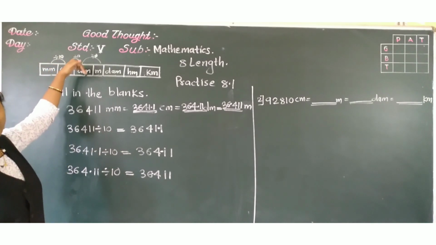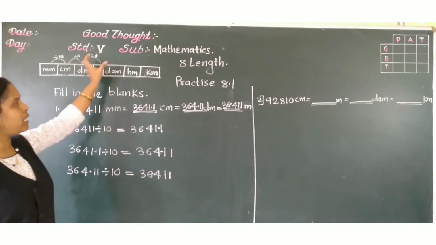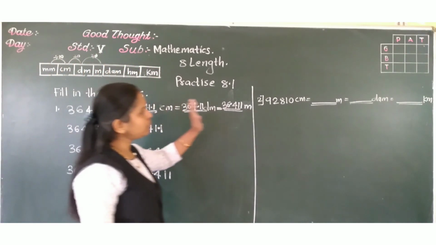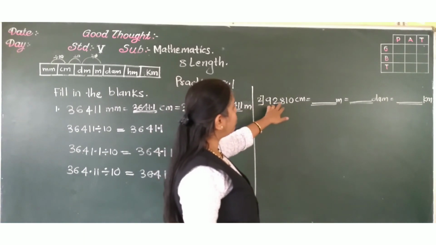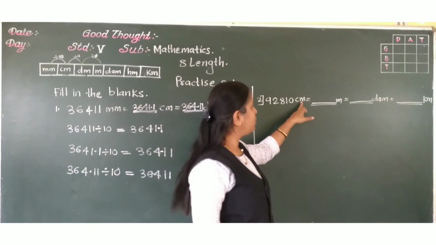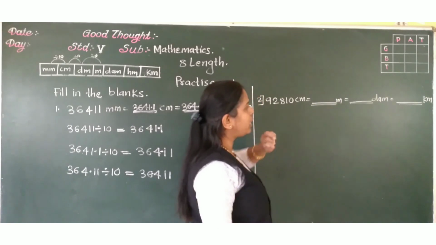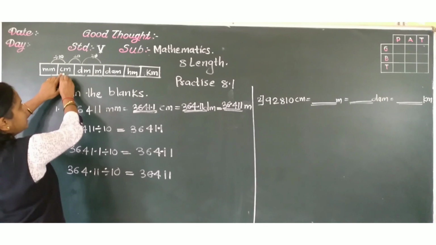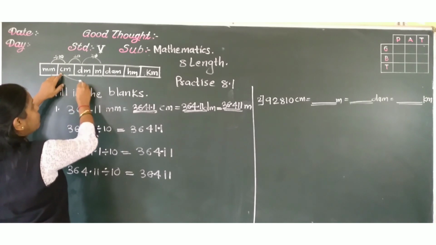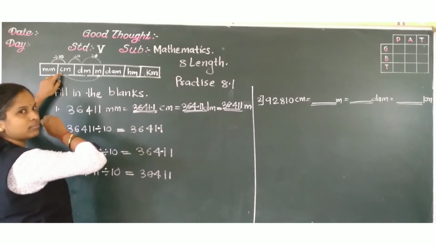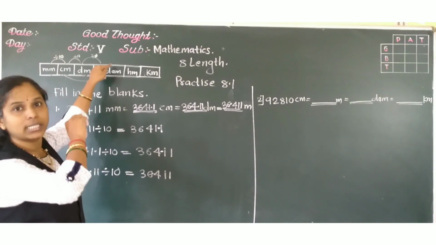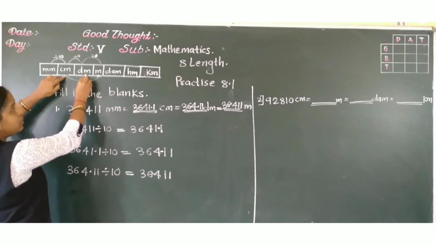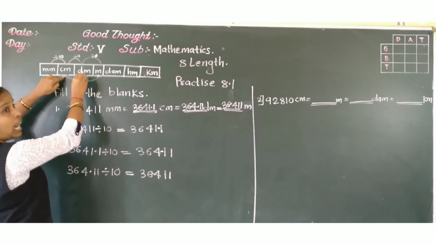Gone. As per this, we have to do division. Smallest to biggest, we divide step by step by 10. Okay. Next, look at here. 92,810 centimeter. You will have to convert this directly into meter. From smallest to biggest means division only, but not with 10. Now 10 into 10, that is 100.